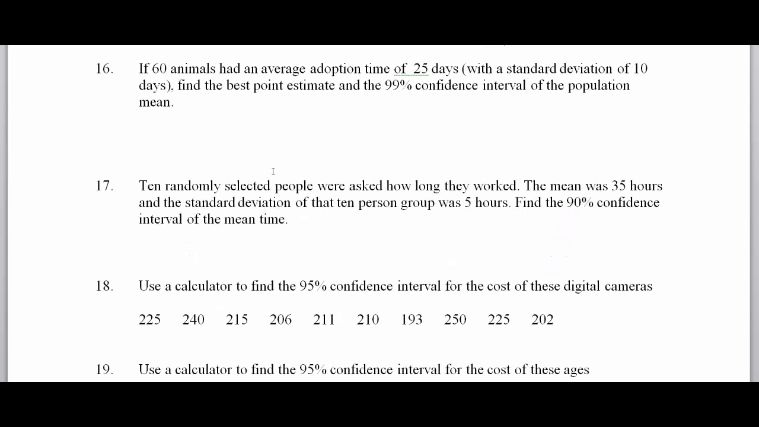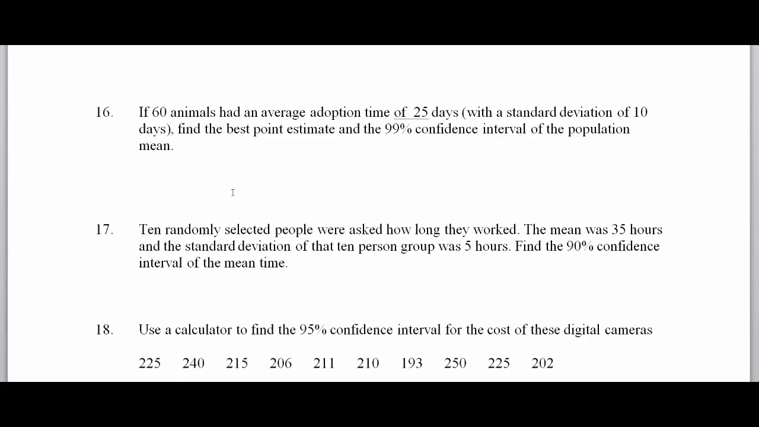Let's see here. Okay, so let's do 16 and 17, and then we'll go on and do some more with the calculator for 17 and 18. It says if 60 animals, well, that's going to be our n right there, so we'll do little marks here. If 60 animals had an average adoption time of 25 days, there's our x bar, with a standard deviation of 10 days, find the best point estimate, which is another fancy way of saying find mu, and the 99% confidence interval of the population average. So that means our alpha is going to be 0.01.